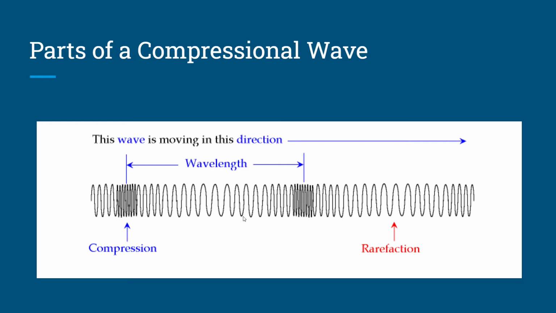So compression is the bit that's compressed, rarefaction is the bit that's not compressed. And then a wavelength would be measured from one compression to another compression, so from compression to compression. There is actually an amplitude on a compressional wave too, although it's not listed here. And the amplitude of a compressional wave is how thick the compression is. So the wider the compression is, the more amplitude that wave has.